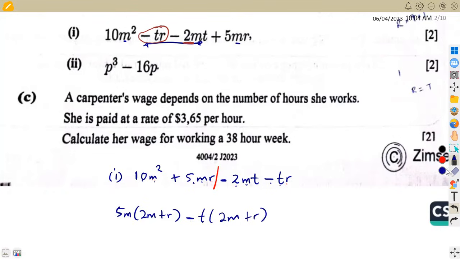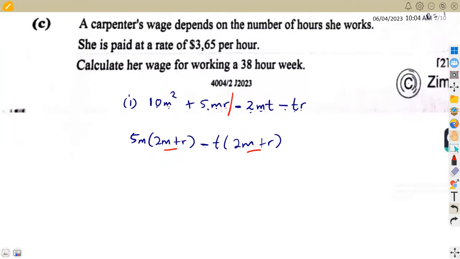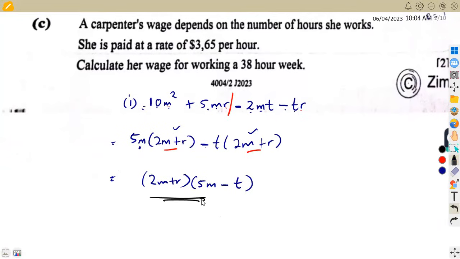So as you can see, the two brackets are the same, and this is our major part that we are supposed to have, that these two brackets are supposed to be the same, so that we are going to factor out the common bracket, which is 2m plus r, and we remain on this part with the 5m here. On the other part, we remain with minus t. All right, so that was going to be our final answer. No further simplification. There's nothing that we can do at this stage.